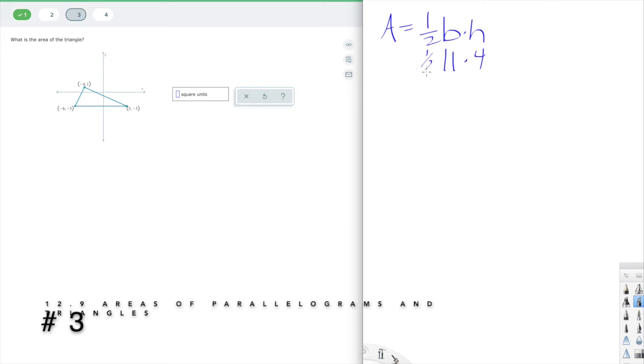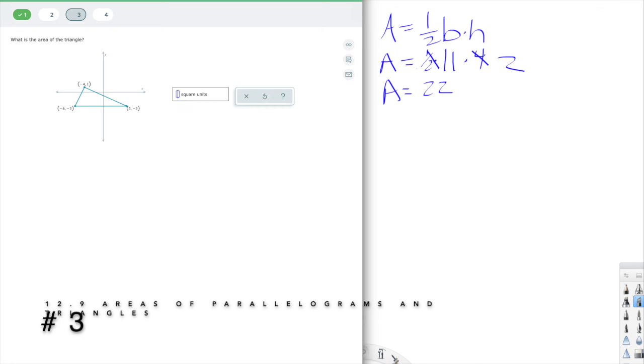1/2 times base times height equals A. So we're just going to multiply these together. So we can do 11 times 4 and then divide by 2, or I could do 4 divided by 2, which would get me 2. 11 times 2 is 22. So that would have worked out the same if I said 11 times 4 is 44. 44 divided by 2 is 22. Either way, it's not a big deal if you cross cancel first.